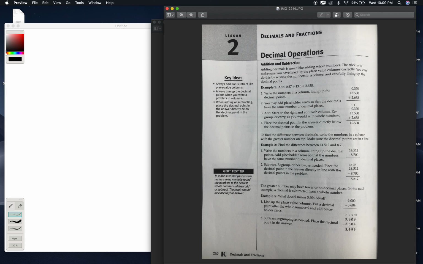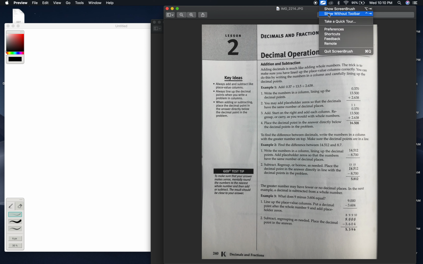Always add and subtract like place value columns. Always line up the decimal points when you write a problem in columns. When adding or subtracting, place the decimal point in the answer directly below the decimal point in the problem.